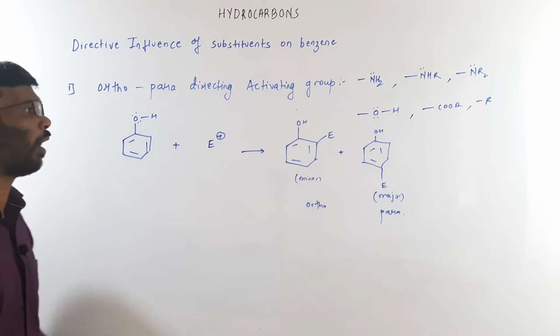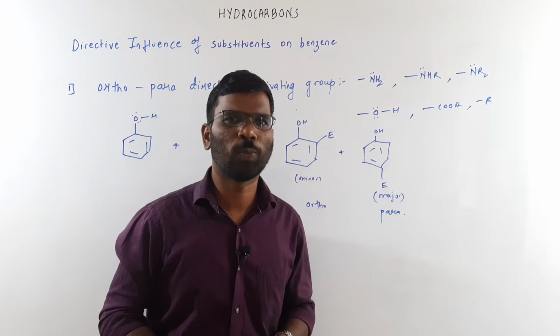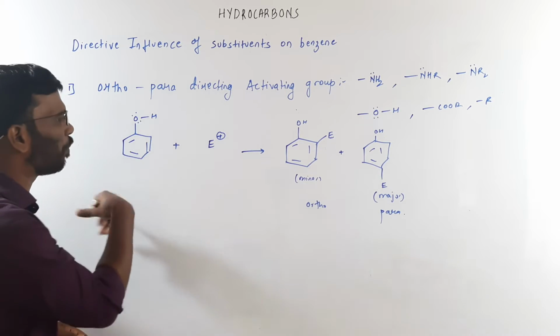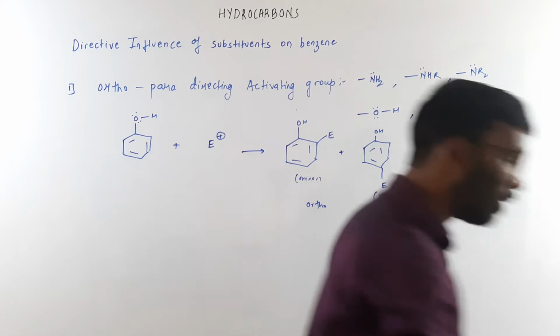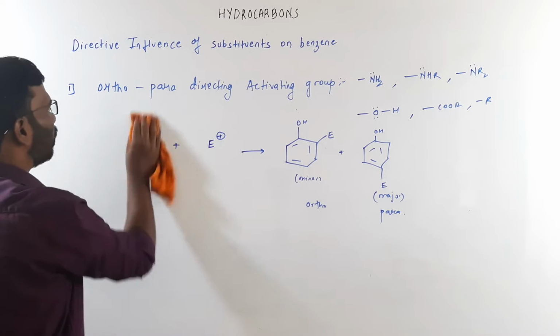Now why is this so? Why does the incoming electrophile get substituted either at the ortho positions or at the para? Whenever such types of groups are there, let us understand this by the resonance structures. It's very simple.